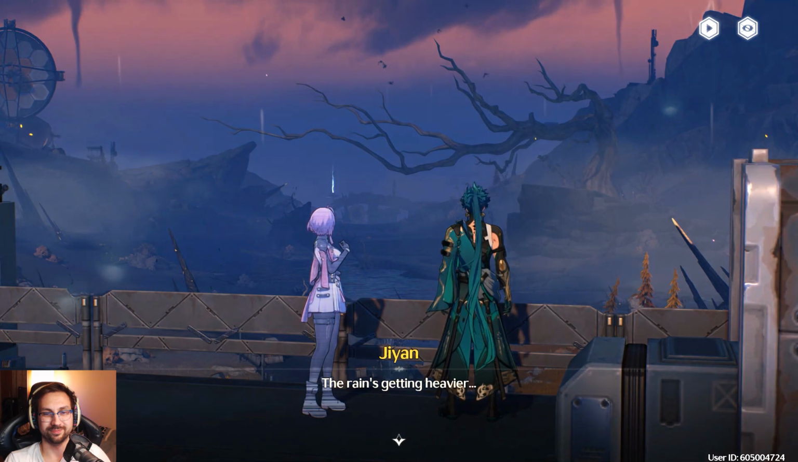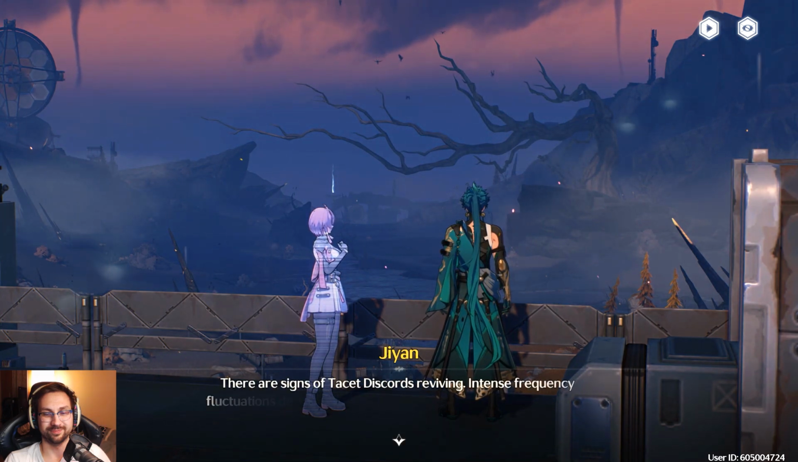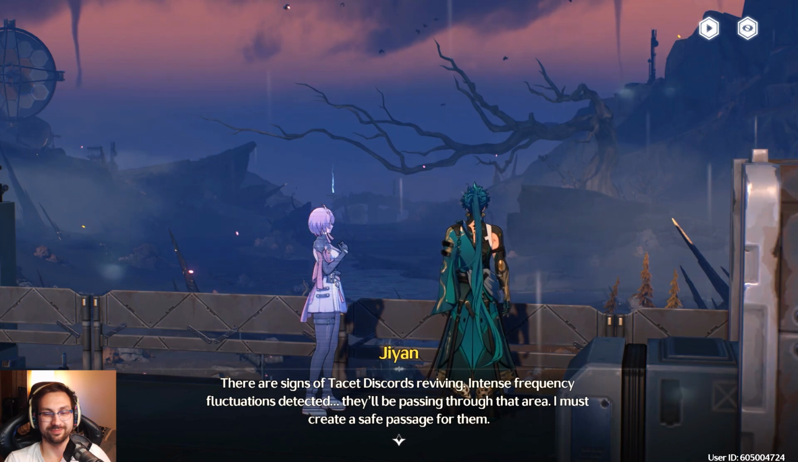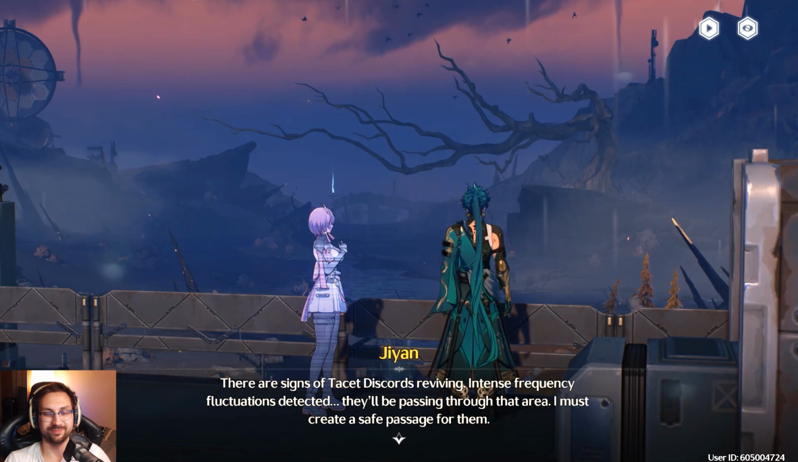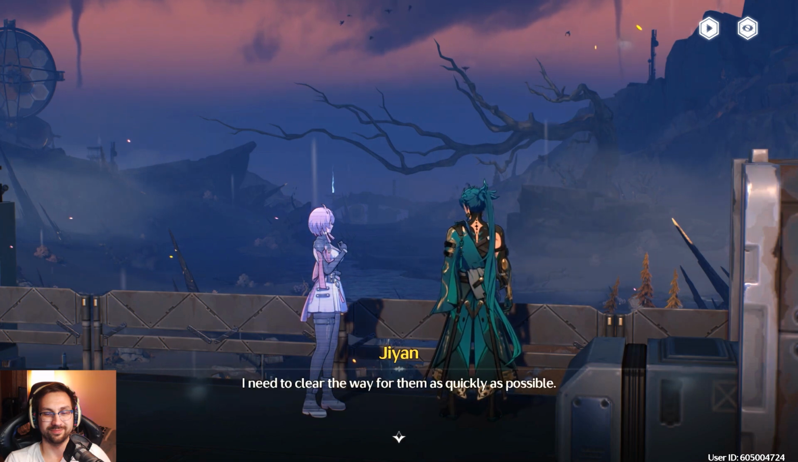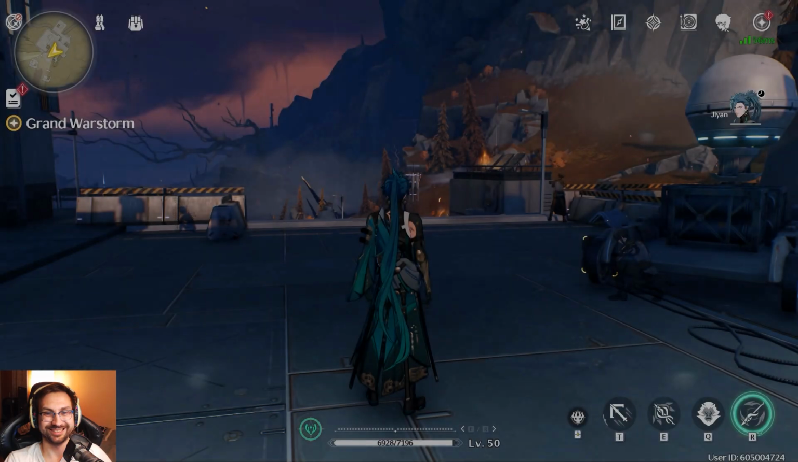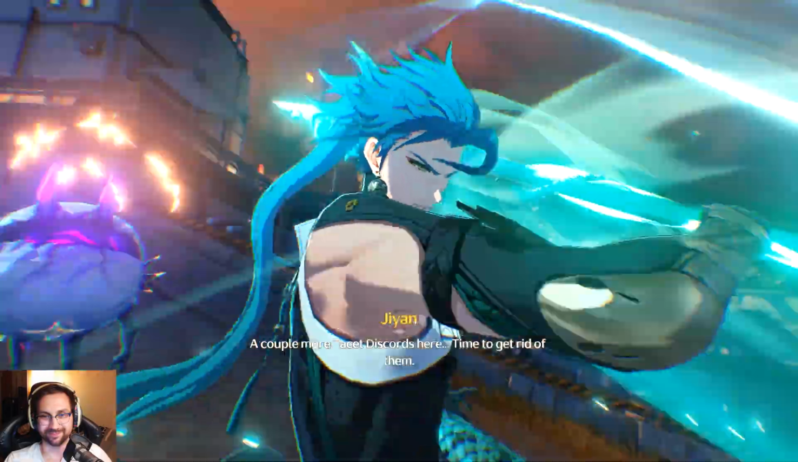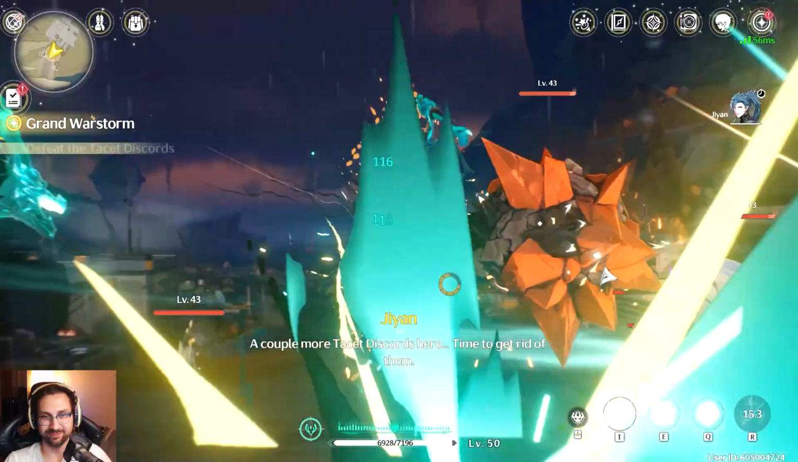The rain's getting heavier. There are signs of tacit discords reviving. Intense frequency fluctuations detected. They'll be passing through that area. I must create a safe passage for them. I need to clear the way for them as quickly as possible. Alright. Stay sharp. Couple more tacit discords here. Time to get rid of them.